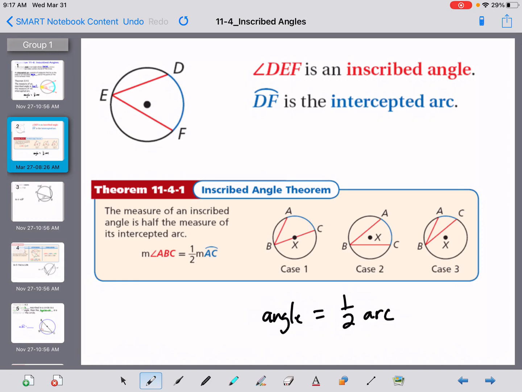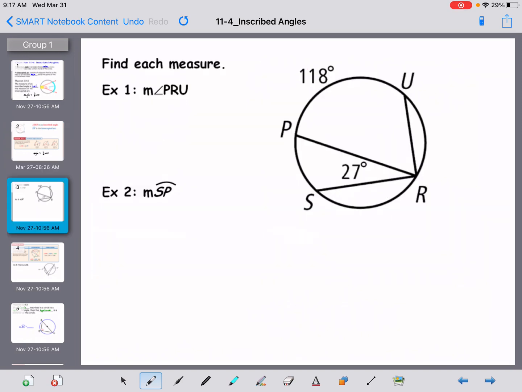Now before, when we worked with these, the angle was right here in the center, and then it was the same. Now the angle is not in the center, it's on the other side of the circle. When that happens, it's half of the arc. Let's work a couple of examples. These are pretty straightforward examples.